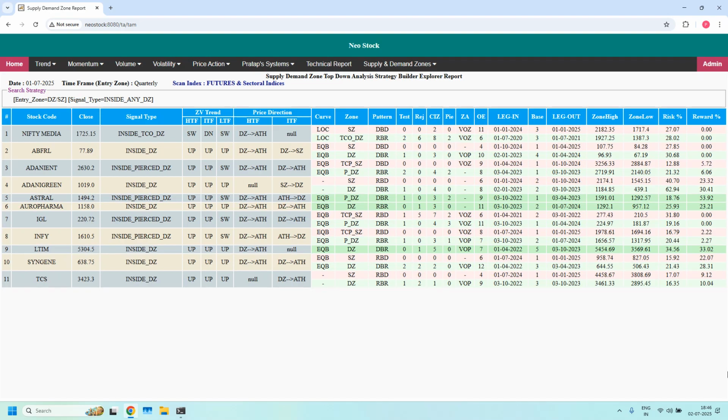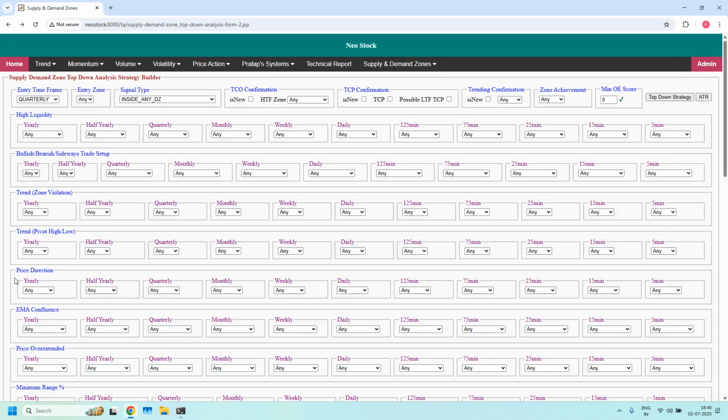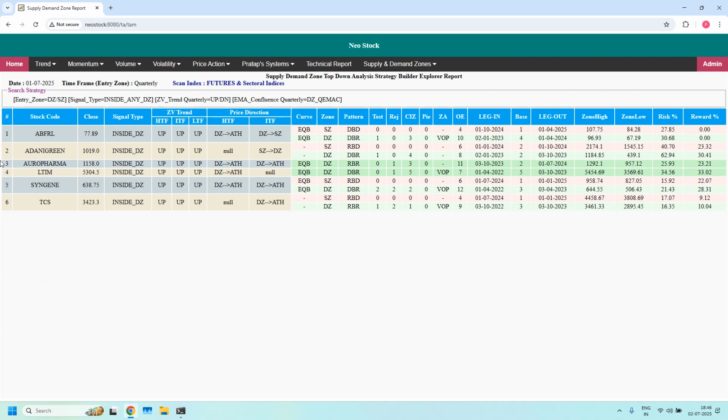We got 11 stocks. Let's further filter based on quarterly demand zone having quarterly EMA confluence. That is quarterly demand zone with quarterly EMA. And also trend on the quarterly should not be sideways. It can be up or down. Now we got 6 stocks. All these quarterly demand zones are having quarterly EMA confluence. Not only that, current price closed inside those quarterly supply zones.